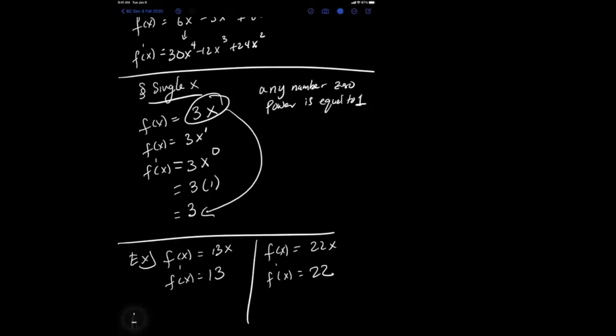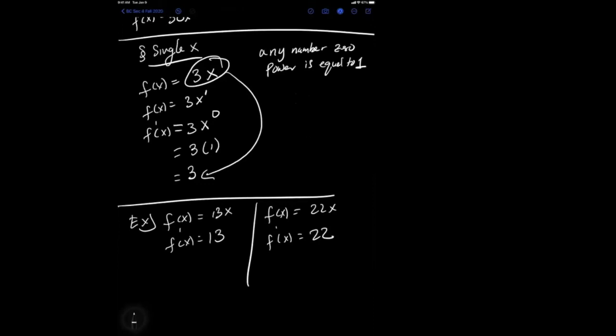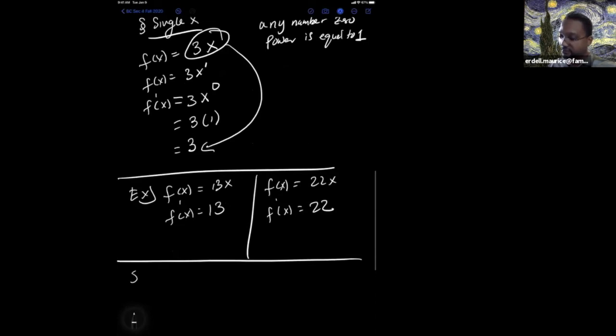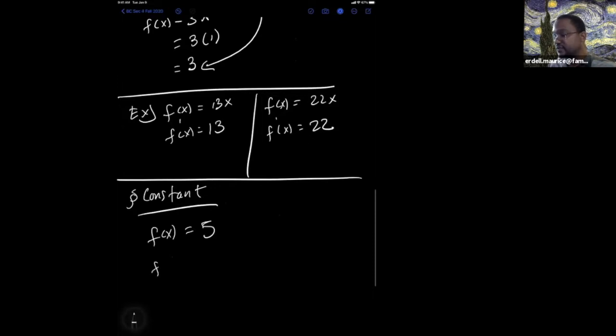Likewise, there is a rule when you have a constant term. Anyone still writing? I am. Just the bottom part. Likewise, there is a rule for a constant. C-O-N-S-T-A-N-T. If I have f of x is equal to 5 and I take the derivative f prime of x, the answer will be 0. The derivative of a constant is always 0. Let me show you why.